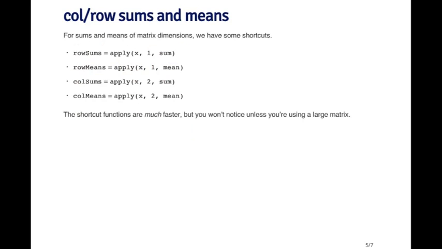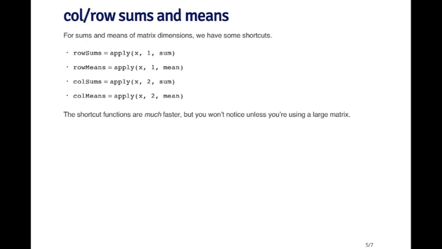Now for simple operations like calculating the sum or calculating the mean of a column or of a row, there are special functions that are highly optimized to do this very quickly. So for calculating the row sums and row means, there's the function rowSums and rowMeans, and similarly there's colSums and colMeans, which do the same things for the columns.